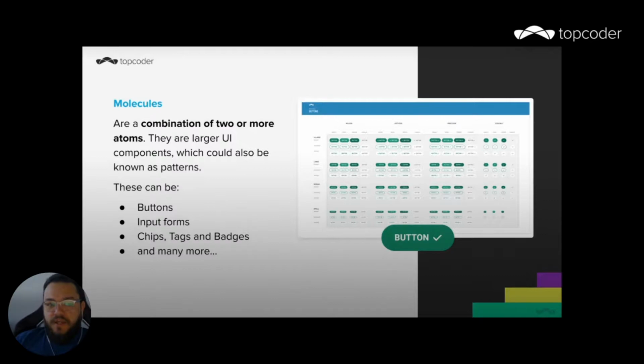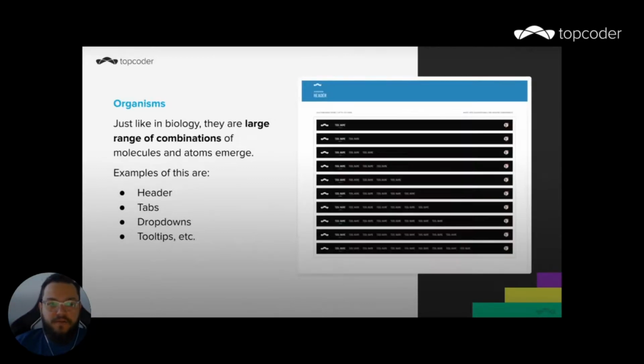And for our second stage, what are the molecules? These are the combination of two or more atoms. They are larger UI components, which could also be known as patterns. These can be buttons, input forms, chips, tags, badges, and many more. As you can see here, we have a button, which is a perfect sample of how a molecule works. We are using the typography style for the label, we are using the iconography, and we are using the color. So we have three different elements merged together and they become a molecule. This is really awesome.